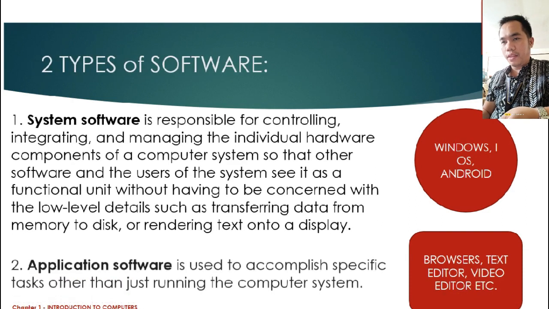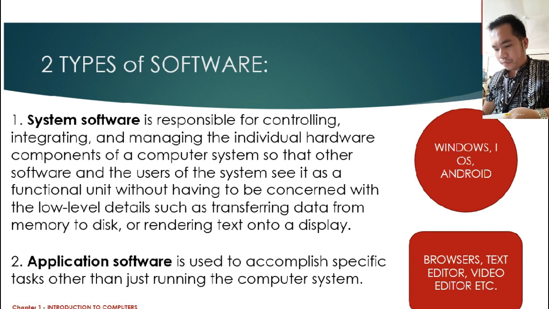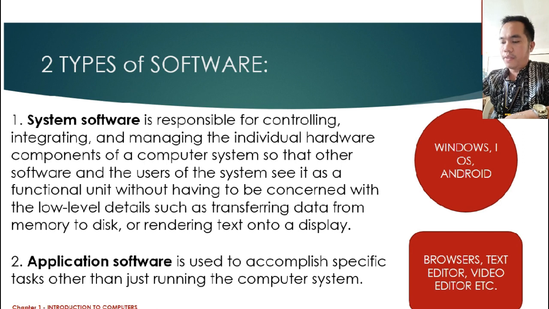There are two types of software, the system and the application software. System software is responsible for controlling, integrating, and managing the individual hardware components of a computer system so that the other software and the end user see it as a functional unit, without any concern for low-level details such as transferring data from memory to disk or rendering into display. Generally, this software consists of the operating system. Examples are Windows, iOS for Apple, and Android for phones.